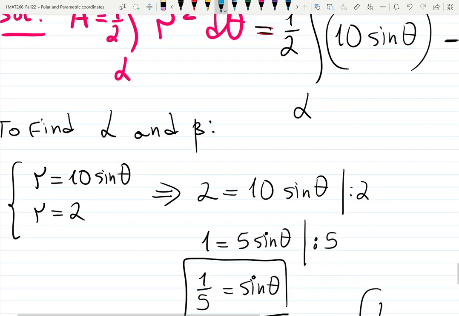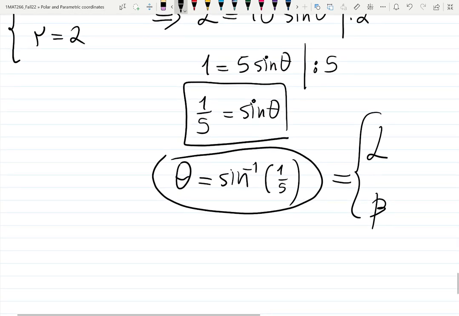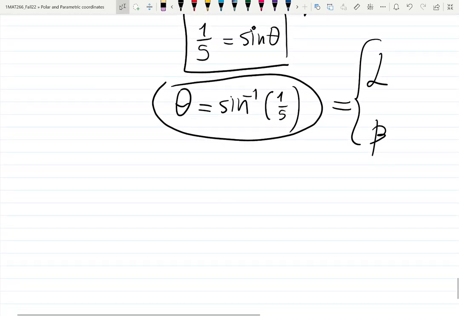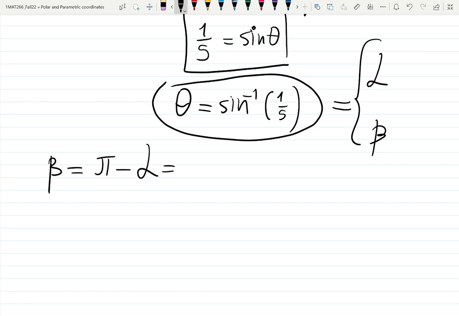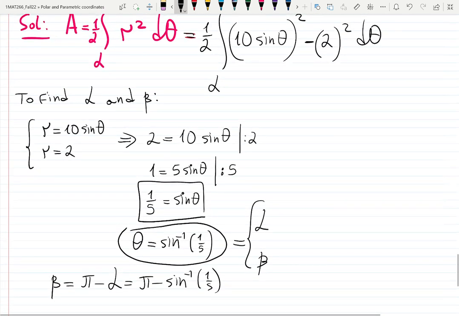But also, actually, there is a nice answer for this angle. I just really don't want to go there because you don't have to. That's the beauty of it. You don't have to actually be specific about those things. So beta will be pi minus alpha. So pi minus arc sine of 1/5. Done. After this, we finish the integral and just integrate.